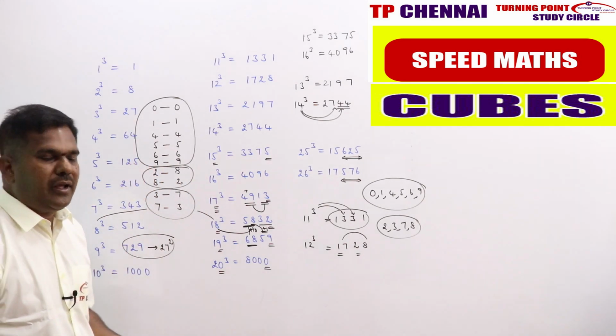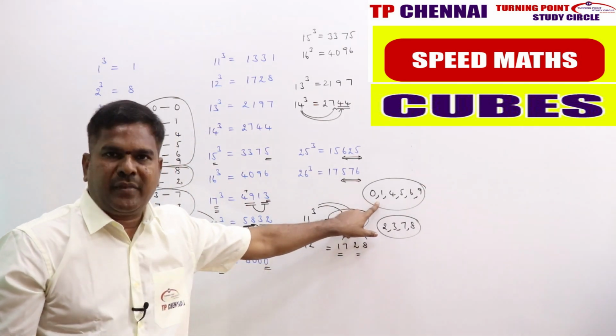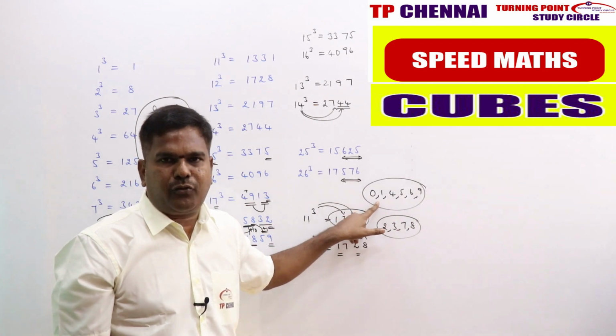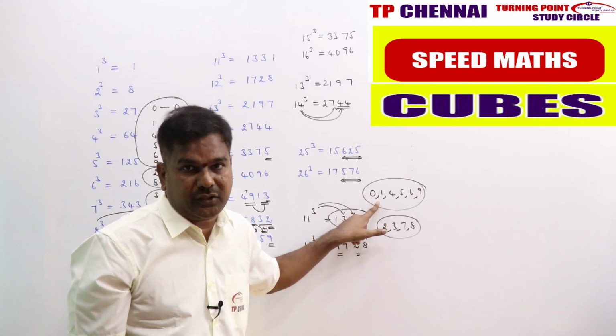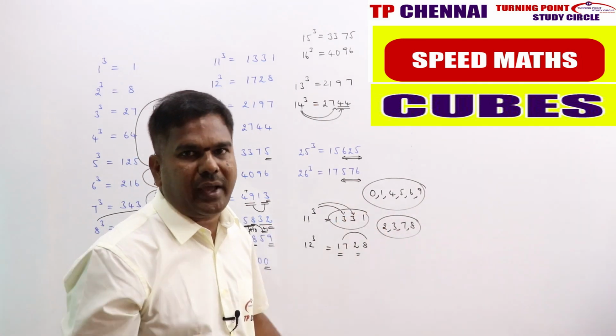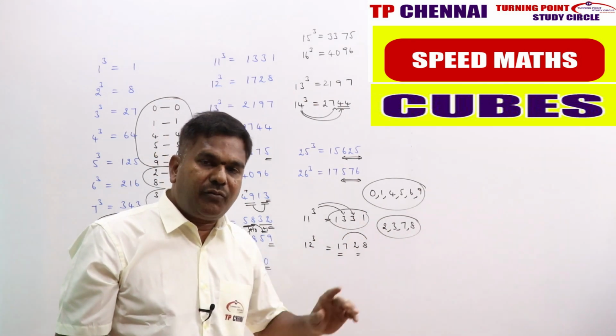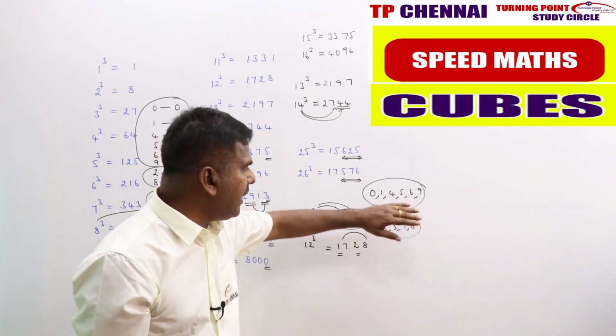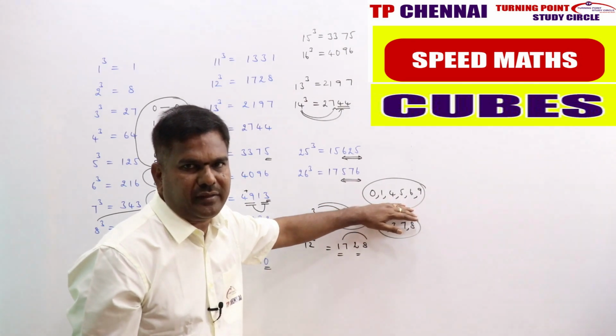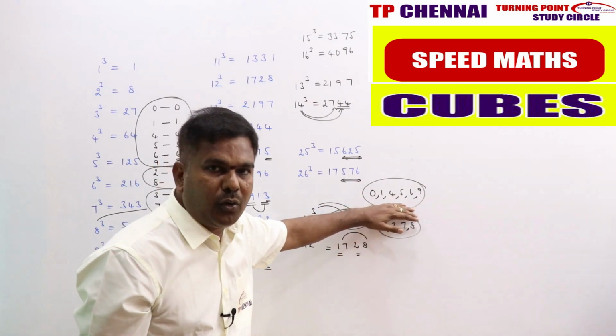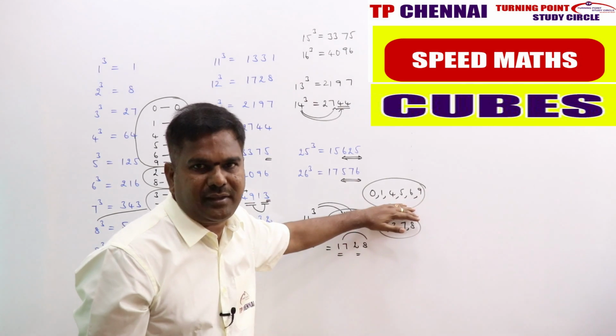Now if you see this one, 0, 1, 4, 5, 6, 9: whenever a number is ending with 0, 1, 4, 5, 6, 9, it may have a perfect square. That's what we told as far as squares are concerned. As far as finding cube roots, always remember, whenever a number is ending with 0, 1, 4, 5, 6, 9, the cube root will also be ending with 0, 1, 4, 5, 6, 9.